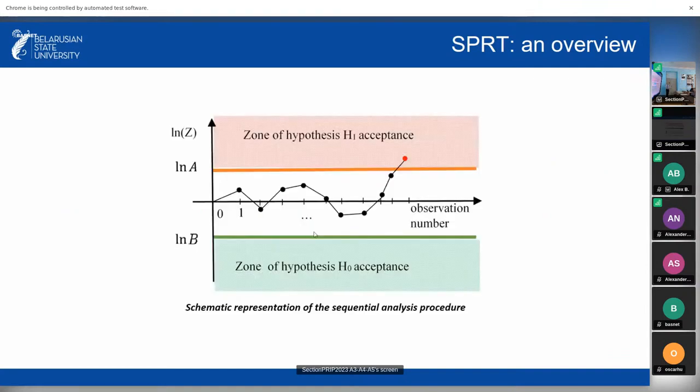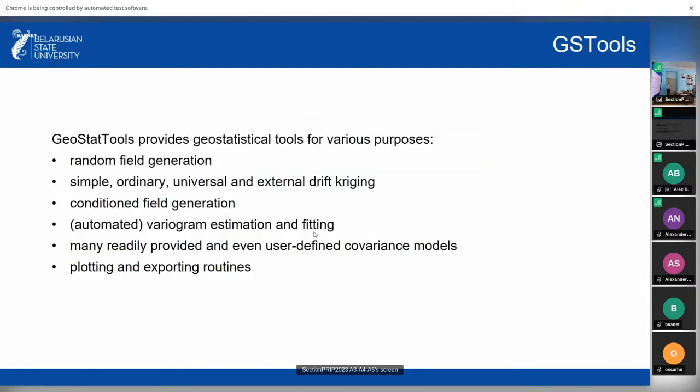So here is a schematic representation of the decision process. We start with one observation and we collect some statistic Z, and then we compare it with a predefined threshold. If it is inside the allowed range, we carry on our experiments, we gather new observations and update our statistic value. But once our statistic value, for instance in this case, becomes greater than one of the thresholds, we make a decision that the alternative hypothesis is accepted.